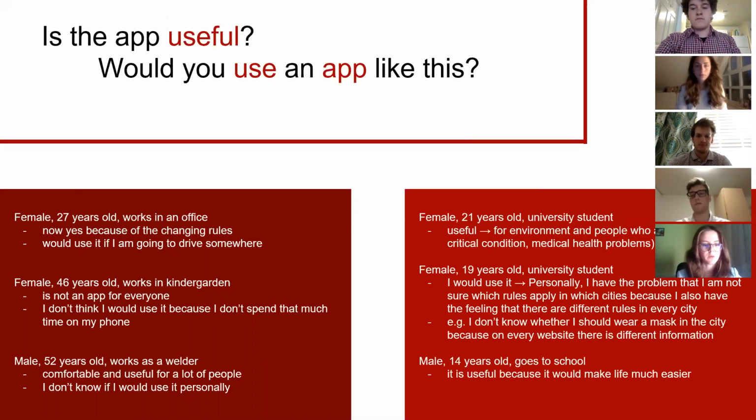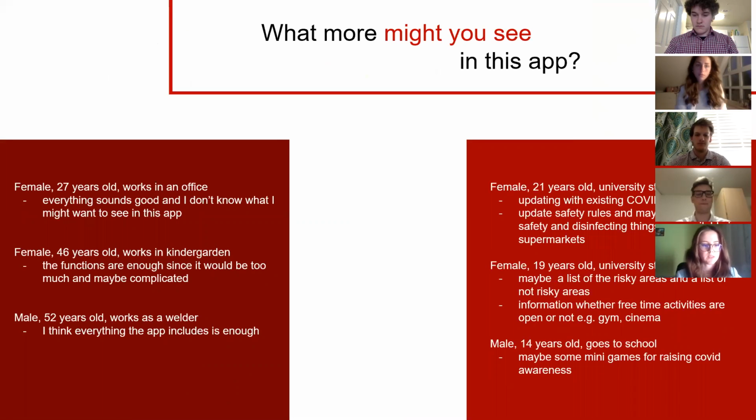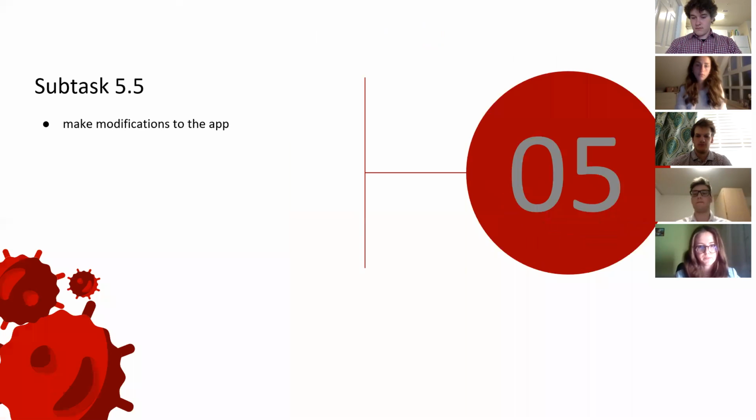To sum it up, our younger interviewees definitely would use an app like this, in contrast to the older generation who said that they will not use the app since they don't want to spend too much time on their phones. While the 3 oldest interviewees answered that they don't need additional features, the 3 youngest interviewees mentioned that they would like to have a list that contains all risky and not risky areas. In addition, they want to see information whether free time activities are open or not, and they would include mini games into it.